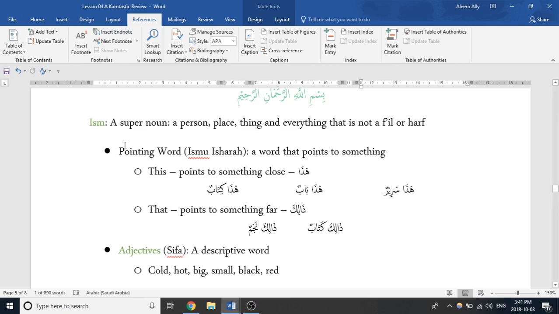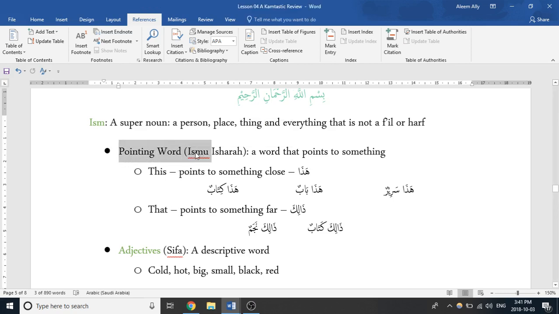So one of the first ones is a pointing word, which in Arabic is known as an ismu ishara, and that's a word that points to something. There's two very specific ones that are used, and that's this and that. This is pointing to something that's close to you, while that is pointing to something that's far away from you. So this is a book. Hada kitabun, right? This is a book. And then hada babun, this is a door. Hada sarirun, this is a bed. It would be within your vicinity and you're pointing to it, you're saying this.